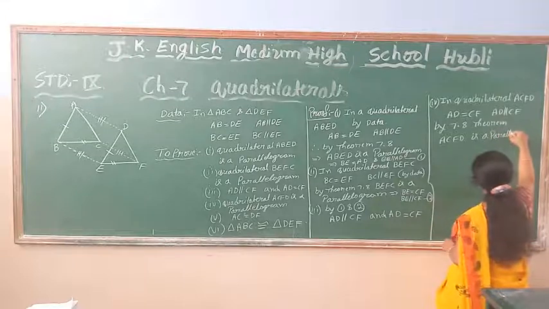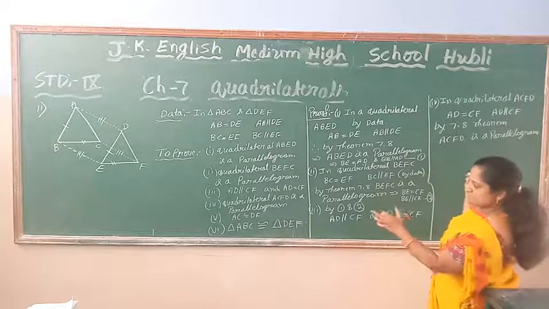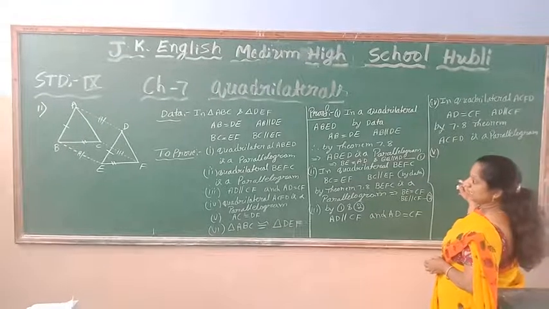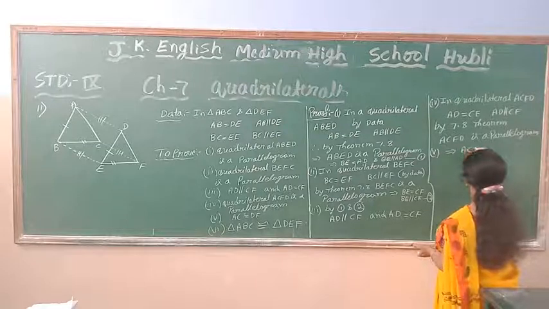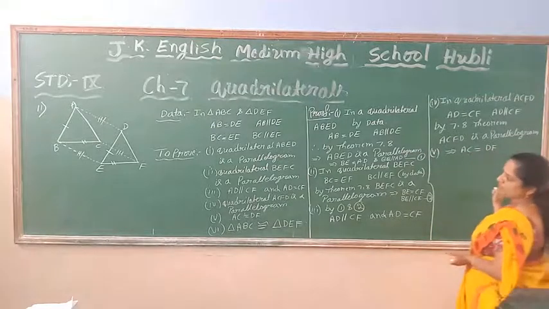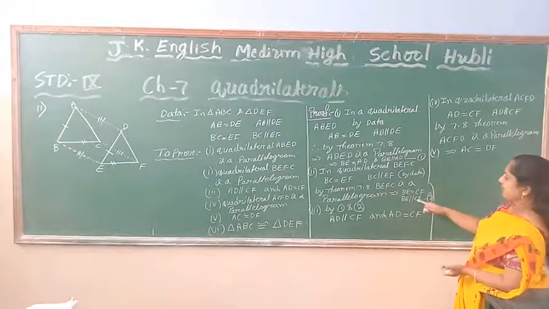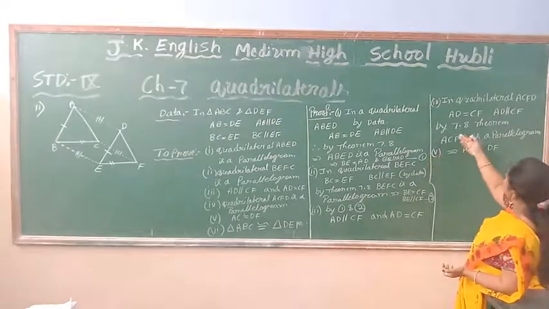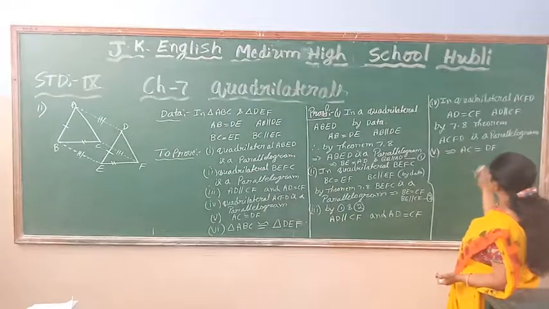Quadrilateral ACFD is a parallelogram. This only takes one for us to prove it. So then, the fifth one: if ACFD is a parallelogram, it implies that AC is equal to DF. Okay. So we proved now the parallelogram ADCF. If it is a parallelogram, then opposite sides are equal. It implies AC is equal to DF.